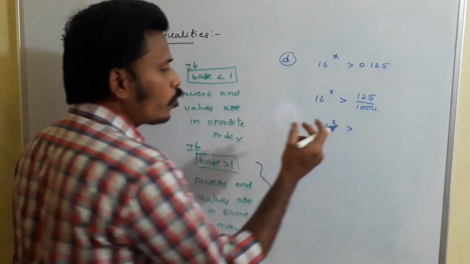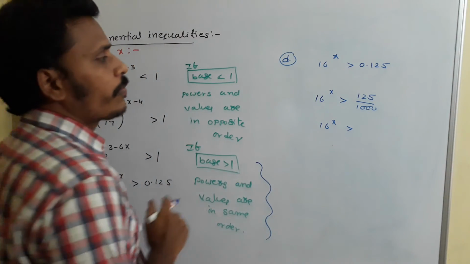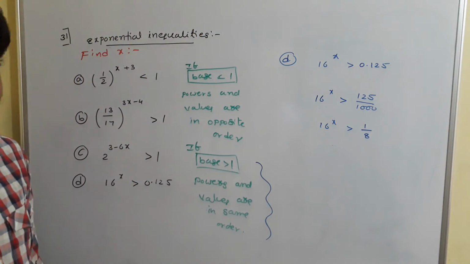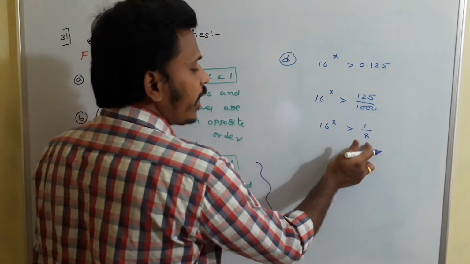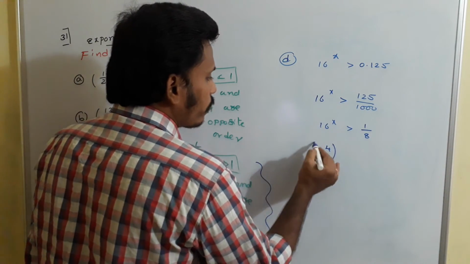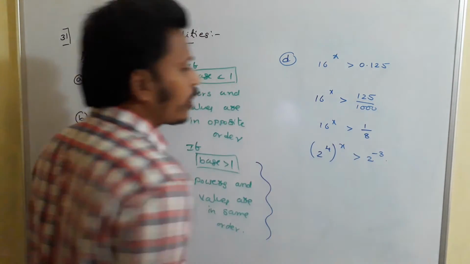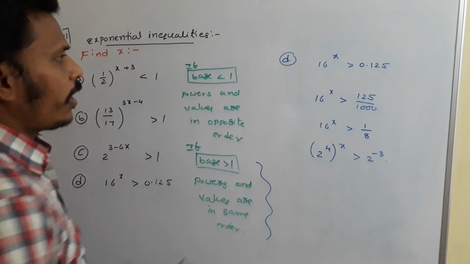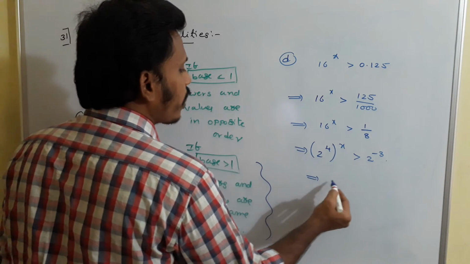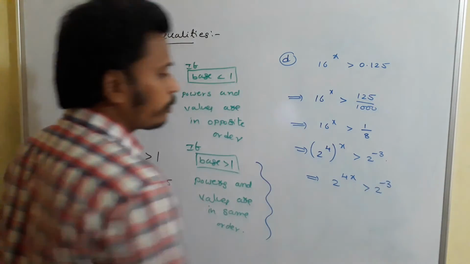I am trying to convert the given problem to equal bases on both sides. 16^x is greater than 125 by 1000, which means 1 by 8. Is it right? Yeah. And now this is 8 and this is 16. I will rewrite this 16 as (2^4)^x is greater than 1 by 8 as 2^(−3). I think you all are familiar. I am converting the given problem to get equal base on both sides, and now this side 2^(4x) is greater than 2^(−3).